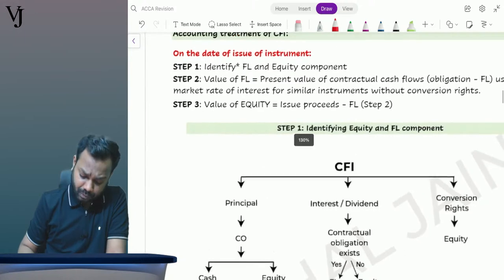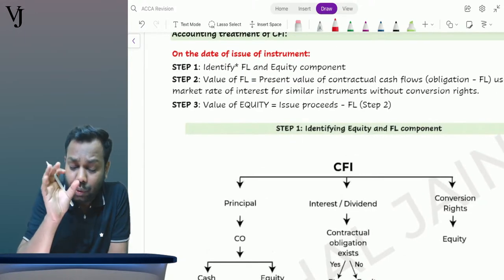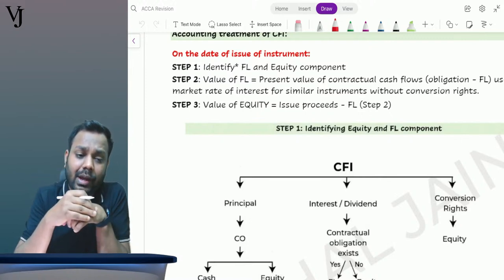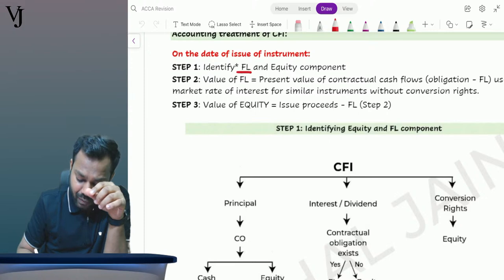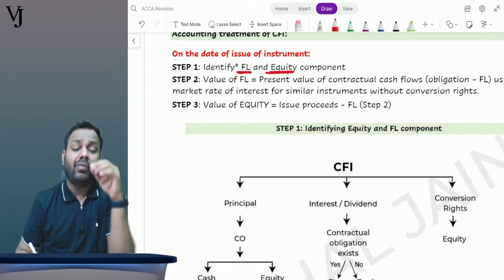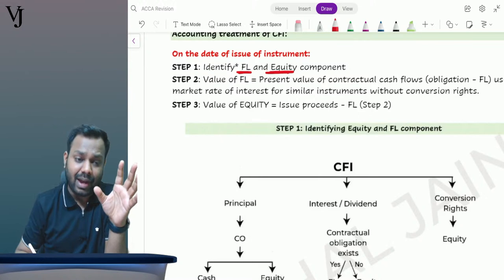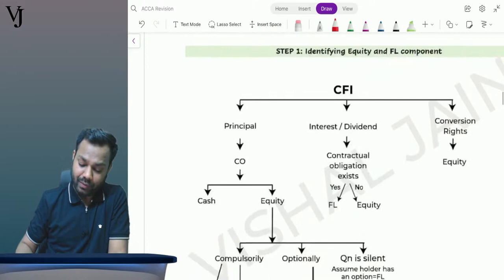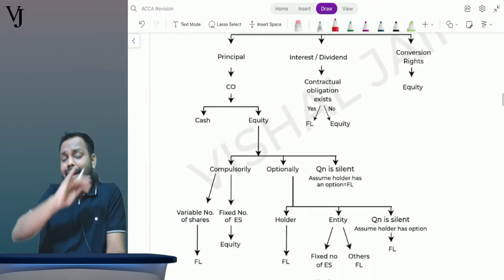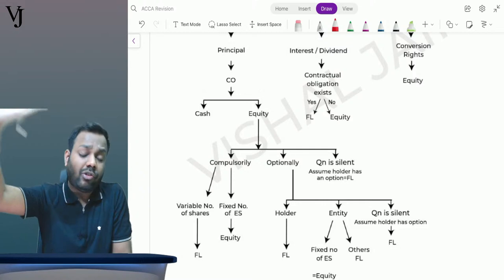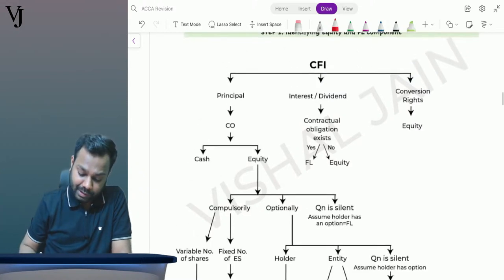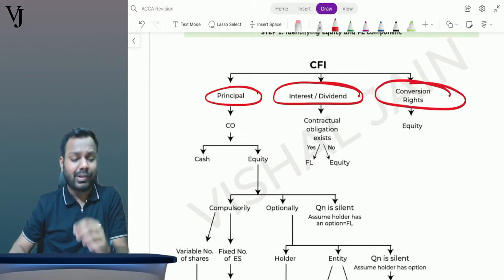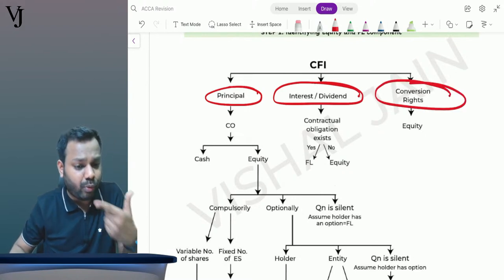First of all, on the date of issue, to segregate the equity and the financial liability component, we need to identify the FL component and the equity component. Then we have to measure it. First we will measure and then we will recognize. So how to identify? Consider any instrument in the world: it will have three components, the principal component, the interest or dividend component, and the conversion rights. Conversion rights give us the right to convert the instrument to equity.